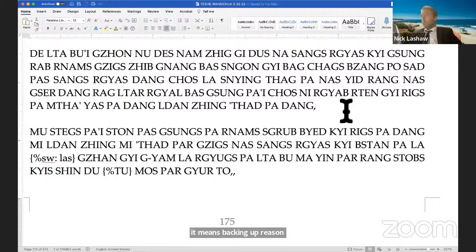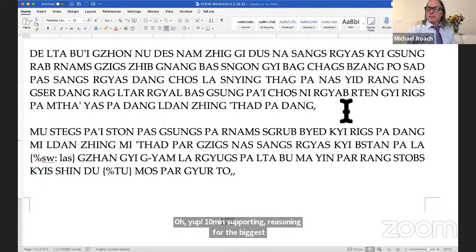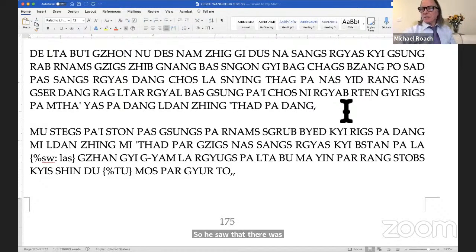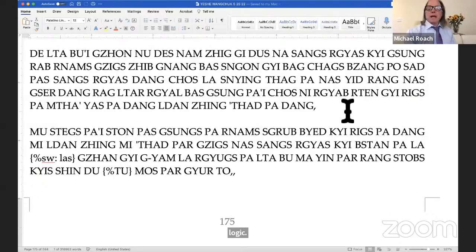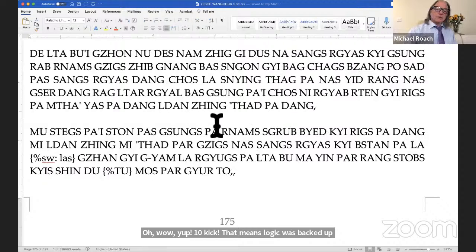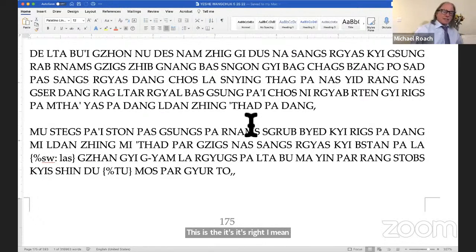Gyapten means supporting reasoning for the Buddhist teachings. So he saw that there was infinite different supporting logic for the teachings. Gyapten Rikpa means logic which backed up what the Buddha said. And therefore he thought, wow, this is right.